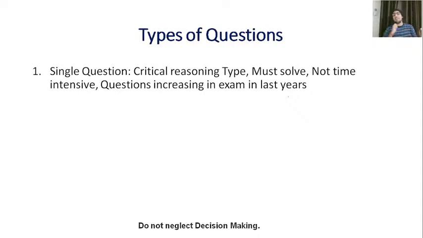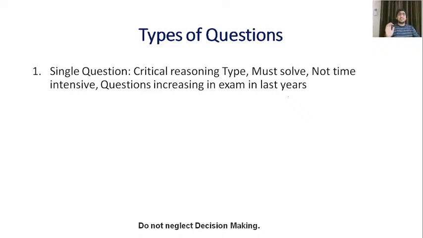Next thing is you don't have any sectional cutoff, any sectional limit. You can switch between the sections. Okay, and hence all of these factors make it slightly easier if you prepare well. If you prepare well for one month, you'll be able to ace that. Okay, so yes, coming back to that, the possible types of questions that are asked in XAT decision making.